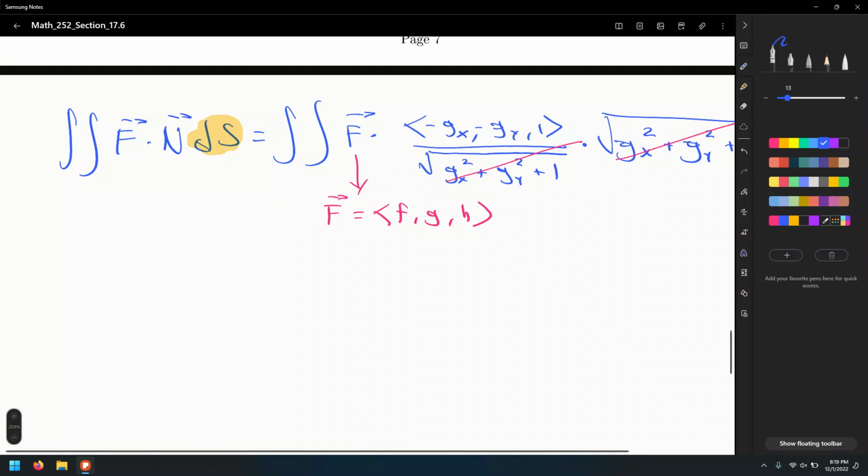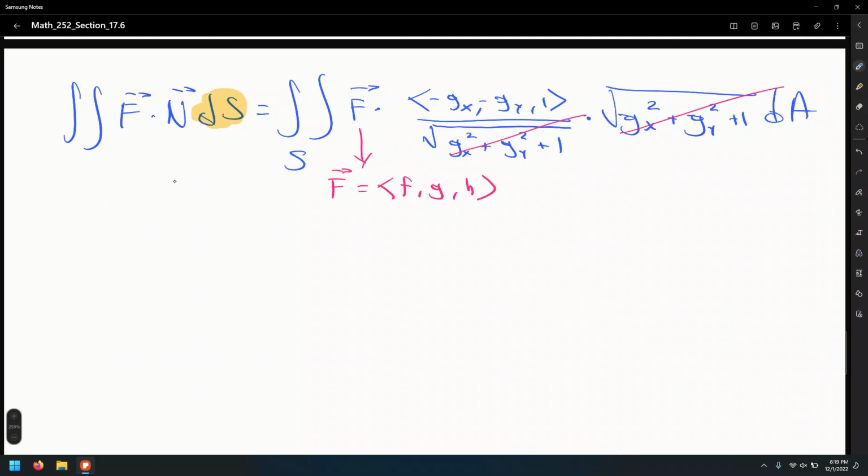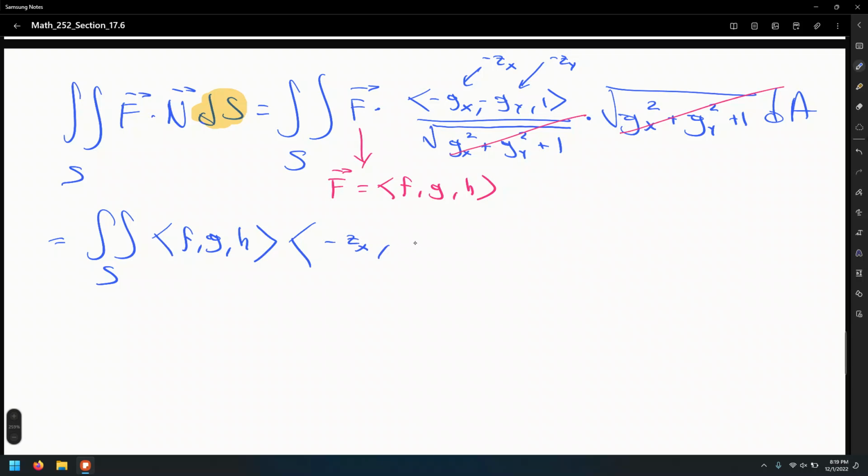Now, the surface integral over S equals the double integral of S. I'm going to write this big F in terms of F, G, H, and, to avoid confusion, let me write the partials as z sub x and z sub y. So F, G, H, dotted with negative z sub x, negative z sub y, 1, dA. So let's do the dot product of these two vectors.